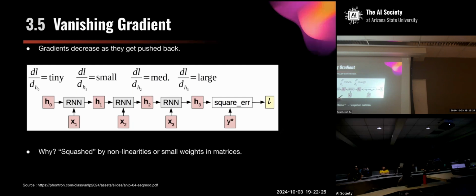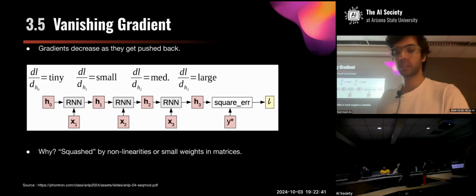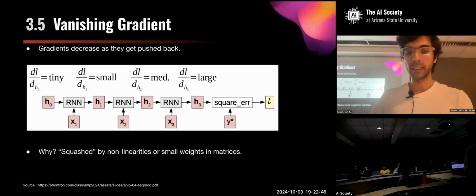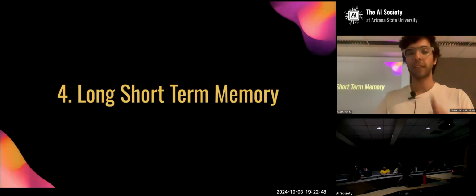regulate the flow of information. They also regulate the flow of gradients backwards. So if X amount of information was passed from H0 to H3, only X amount of information gradient will be passed back to H0. That is why LSTM and GRU don't have the problem of vanishing gradients, because they have gates which regulate the flow of gradients also.